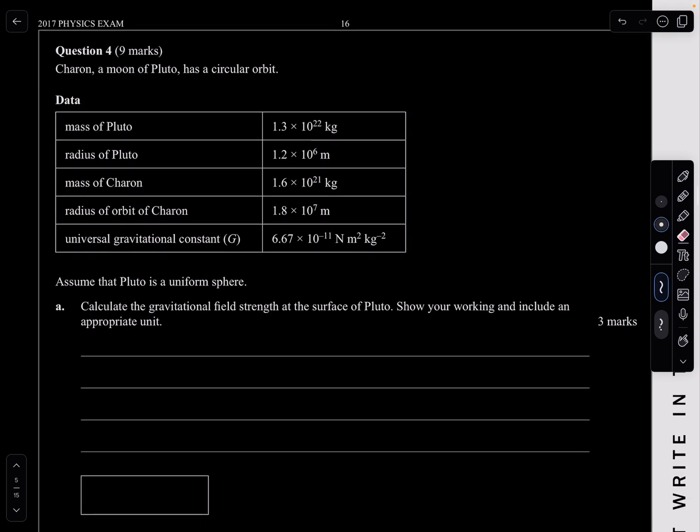Next question. Question 4. Charon, a moon of Pluto, has a circular orbit. So I would like to always draw a diagram to represent this. So imagine we have something like Pluto over here. The green is just Pluto. So this is Pluto, and of course it's going to have an orbit.